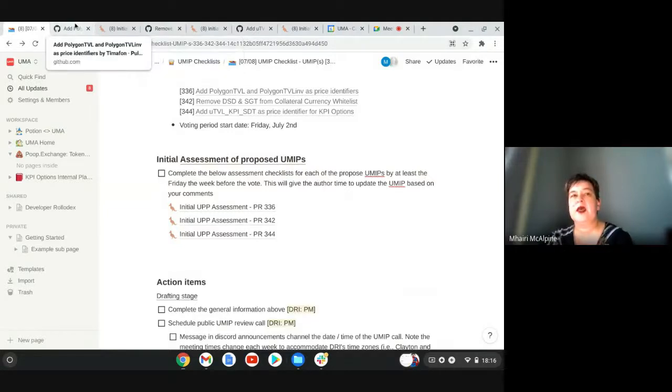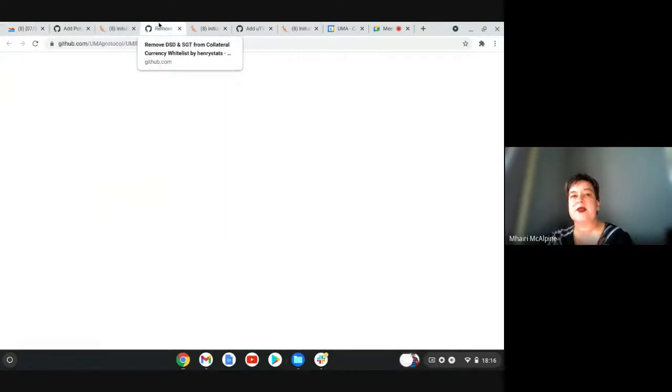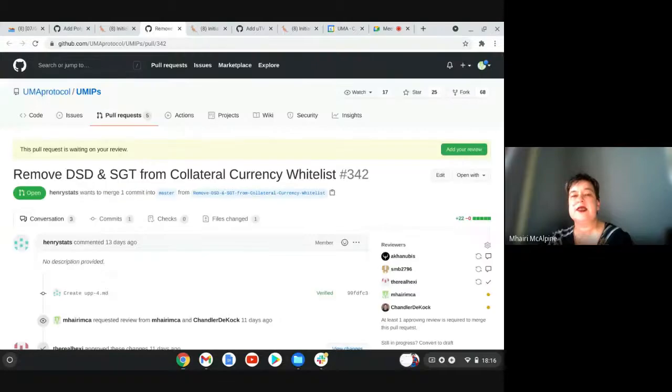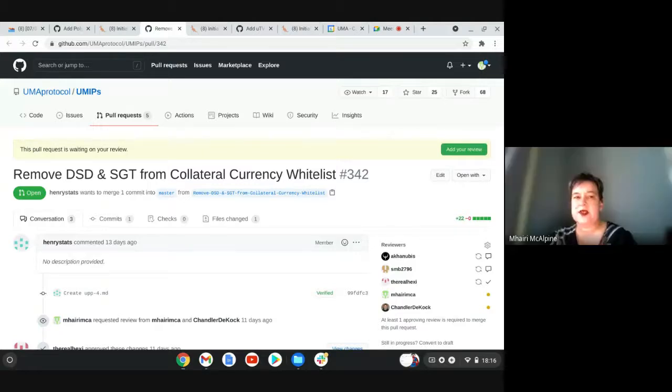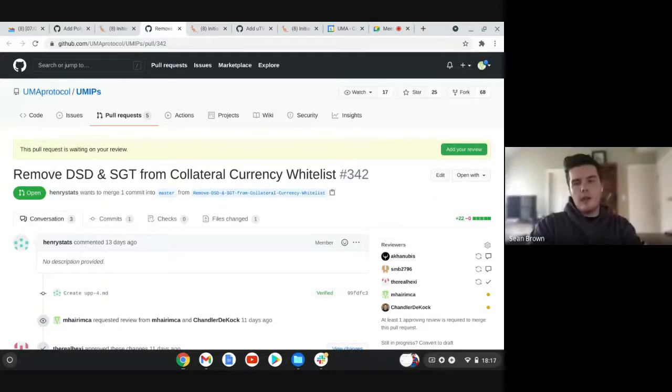Okay. The next one is removing SD and SGT from the collateral currency whitelist. This was a straight go last week, but there were some technical issues why it didn't happen. I take it everyone's keen for it to proceed this week. I'm curious to hear what Matt thinks about deregistering collateral currencies.